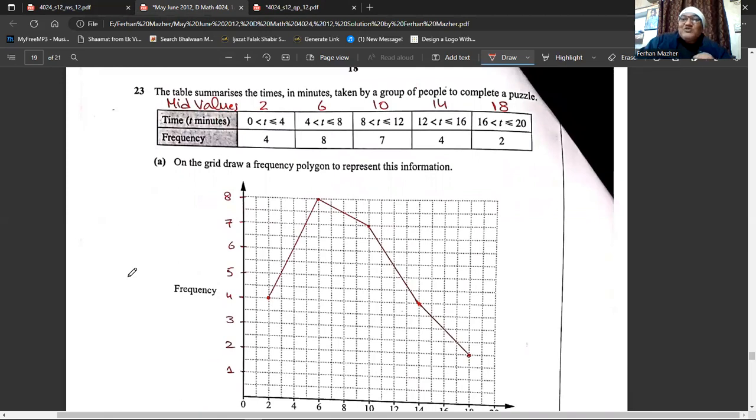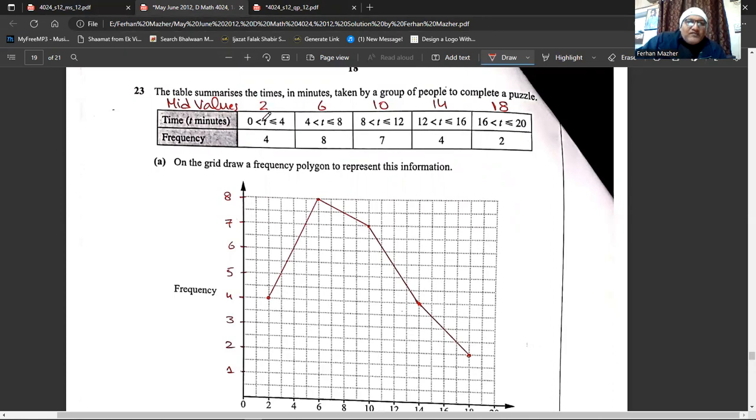Remember, mid values are used only in 2 things in our syllabus. One, when you draw the frequency polygon, you use the mid values of the class. And two, when you find the mean, then you use the mid values. Some people also call it class mark. In our 10 metric course, we say mid values. You can say class mark, you can say mid values.